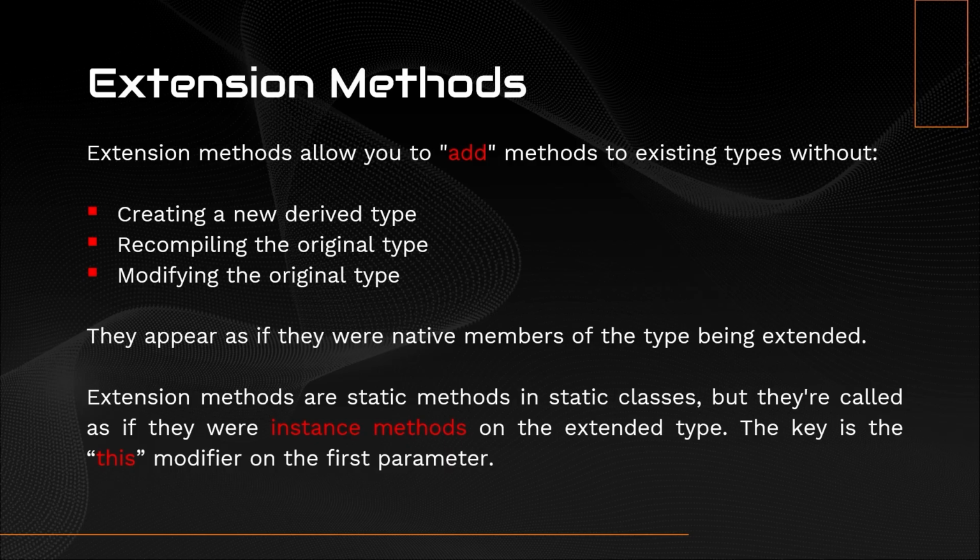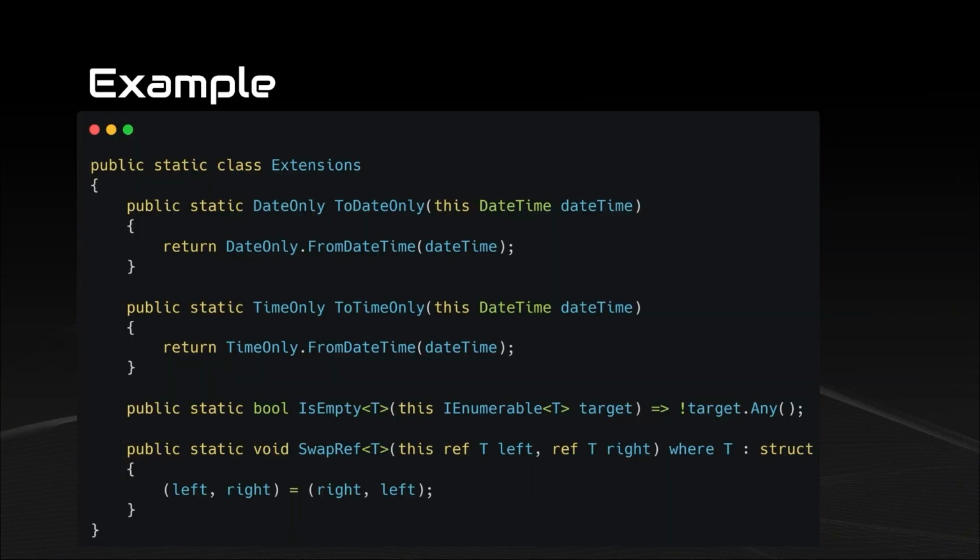Let me show you an example. Here I have a static class, Extensions, and some static methods. As you can see, the first parameter has the this modifier because I want to tell the compiler I want to extend this type. For example, DateTime is my receiver type, and with the ToDateOnly method, I want to convert it to DateOnly, or in the next method, convert it to the TimeOnly type.